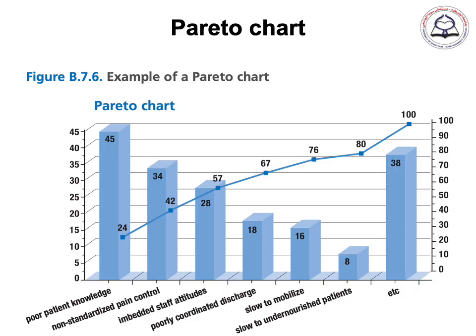In our example of reducing the length of stay of postoperative colorectal surgery, they found that the three major factors are poor patient knowledge, non-standardized pain control, and embedded staff attitude. If we focus on these three problems, we can help maybe up to 80% or more of the patients to have less length of stay.